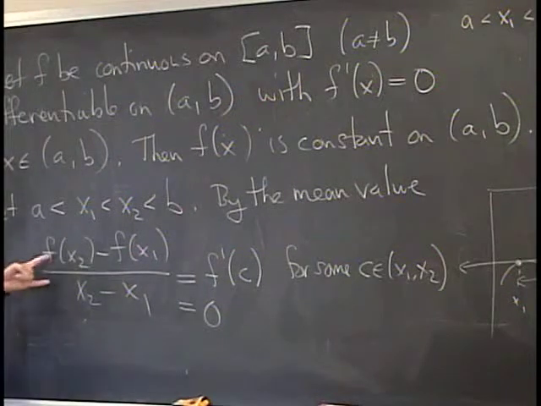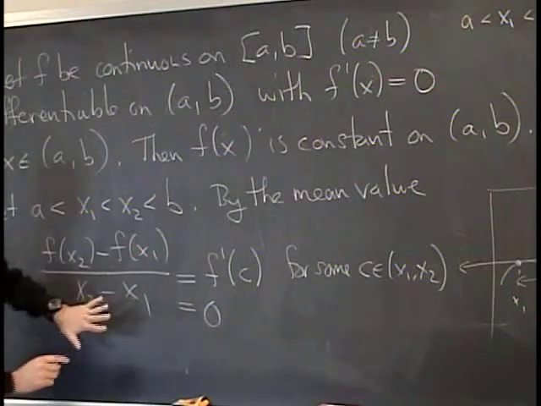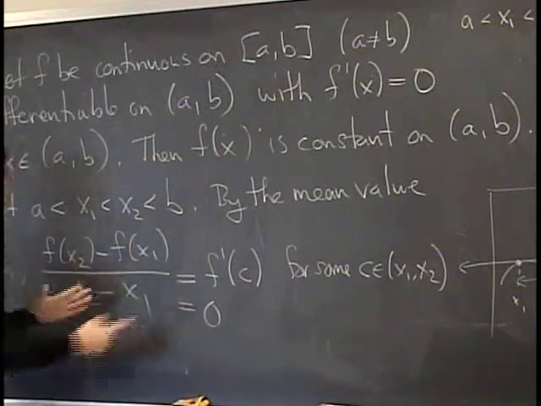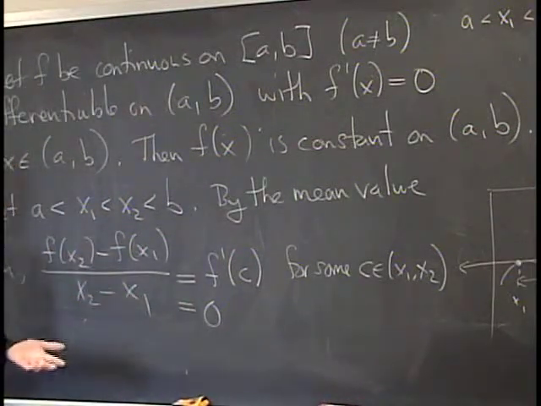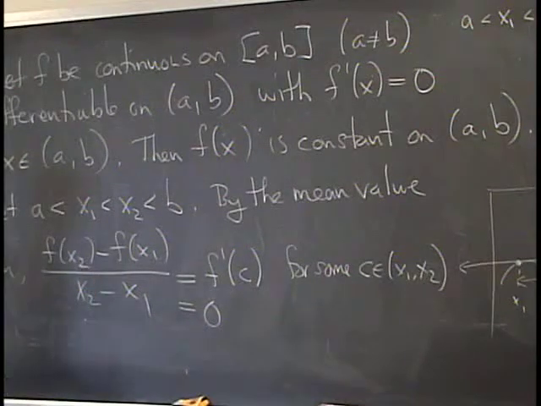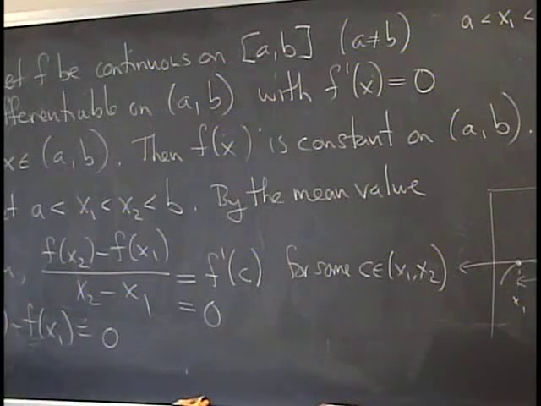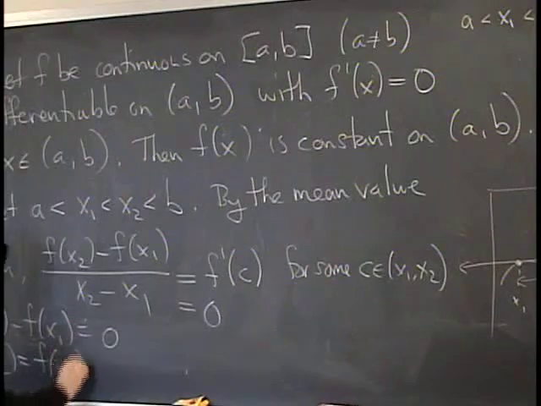Now you have a fraction. The denominator is definitely not 0, because x1 is not the same as x2. And if you have a fraction equal to 0, what does that say? The numerator is 0. So f of x2 minus f of x1 is 0. Add f of x1 to both sides: f of x2 equals f of x1.